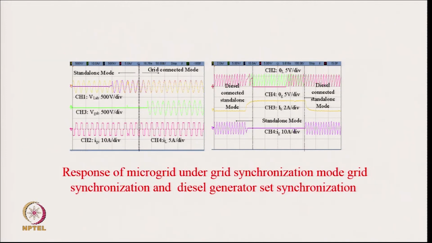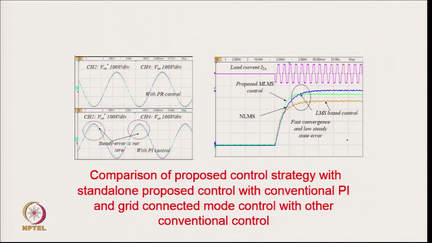And here you have the islanding mode and the synchronization mode back to the grid. The DG set is switched off and then connected back. So, all the synchronization with the DG set is shown, and these are internal signals for the control algorithm.